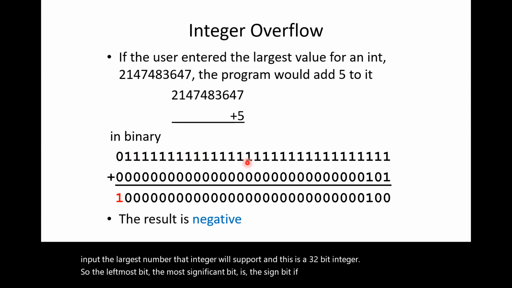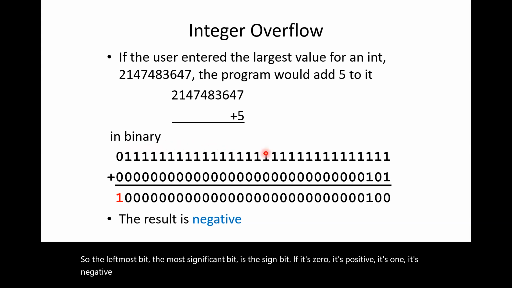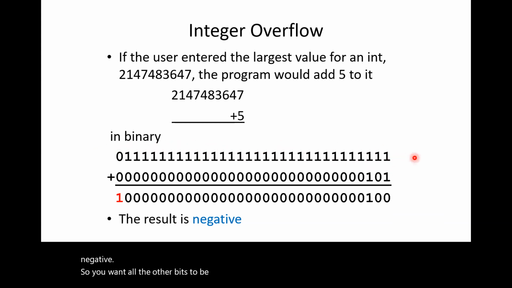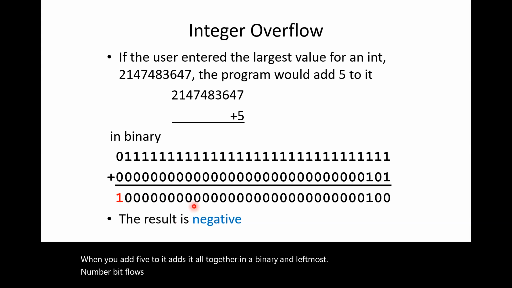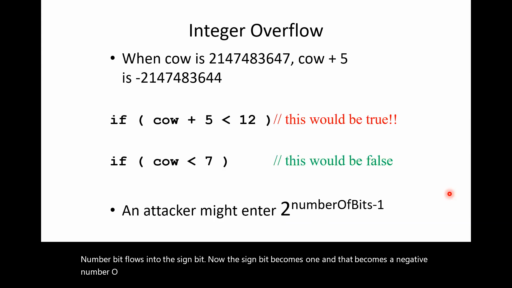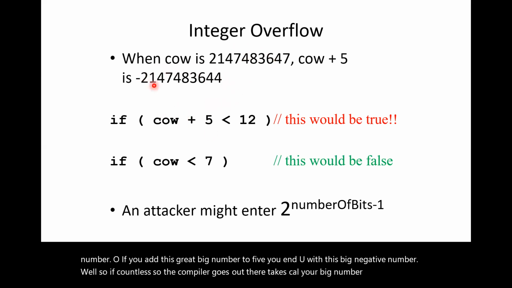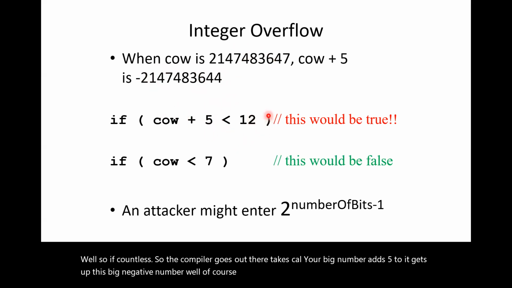If it's 0, it's positive. If it's 1, it's negative. So you want all the other bits to be 1, and that makes a really, really big positive number. When you add 5 to it, it adds it all together in binary, and the carry from the leftmost bit flows into the sign bit. Now the sign bit becomes 1, and that becomes a negative number. So if you add this great big number to 5, you end up with a big negative number. So the compiler takes cow, your big number, adds 5 to it, and gets this big negative number. Well, of course, the big negative number is less than 12, and that's going to be true.